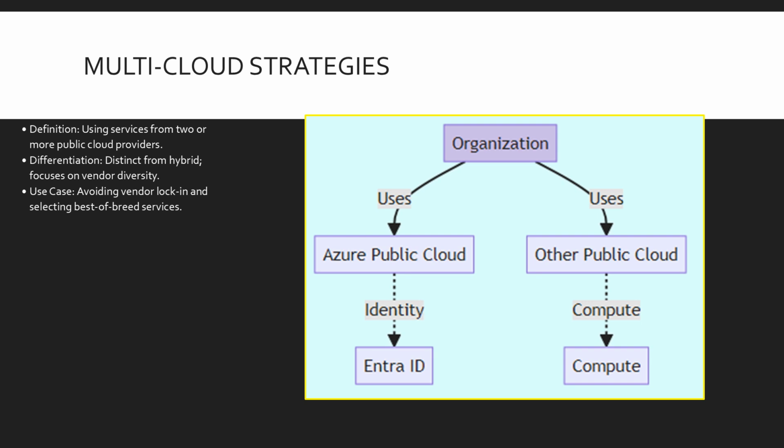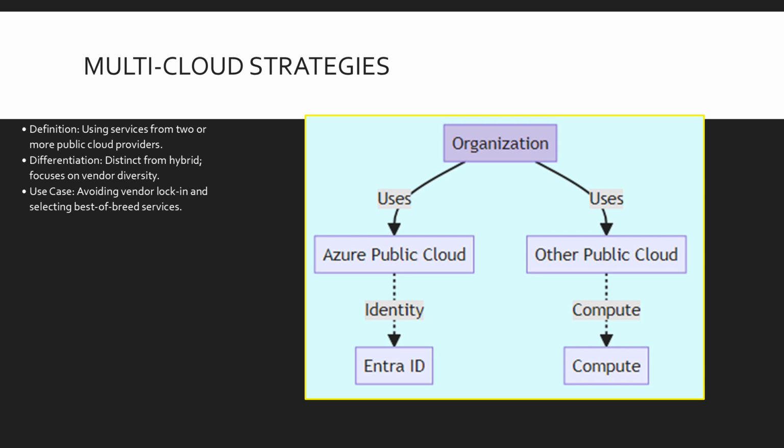You might use one provider for their specific AI capabilities and Azure for its database services. This strategy is used to avoid vendor lock-in and to ensure you are always using the best-of-breed services for each specific task, regardless of which provider offers them.